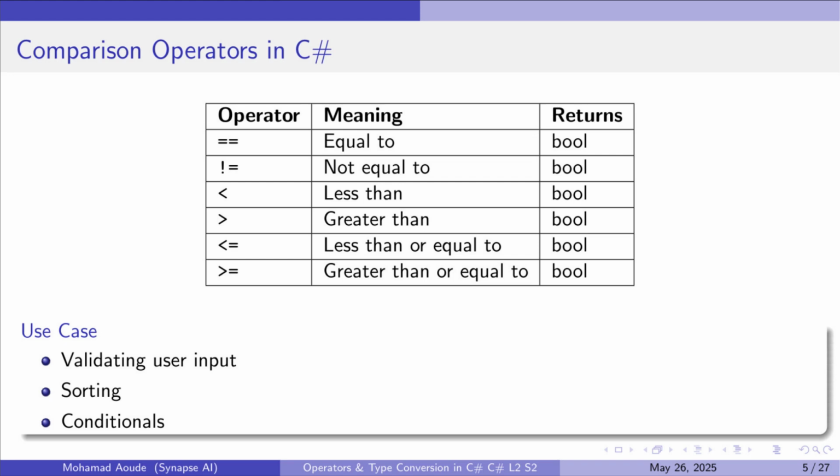Comparison operators evaluate relationships between two values and return true or false. You have equal to, not equal to, less than, greater than, and their inclusive counterparts. Use them to validate user input, sort collections, or decide which branch of code should run.